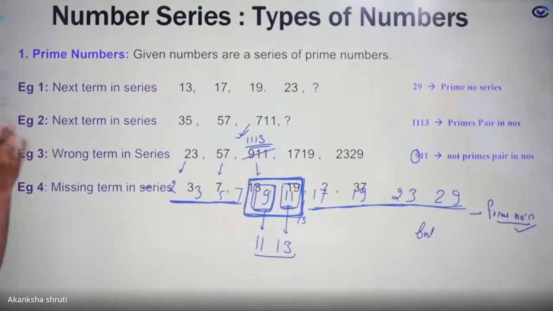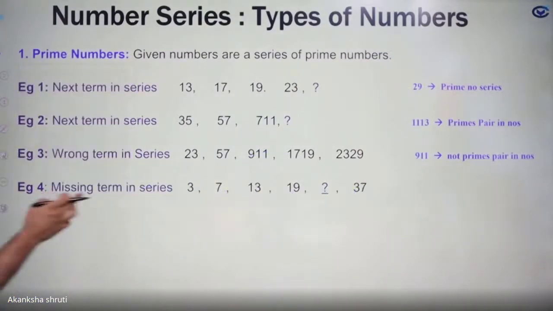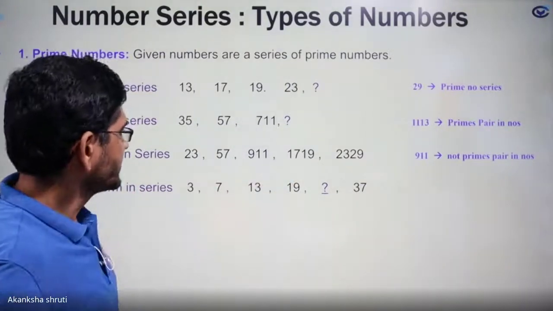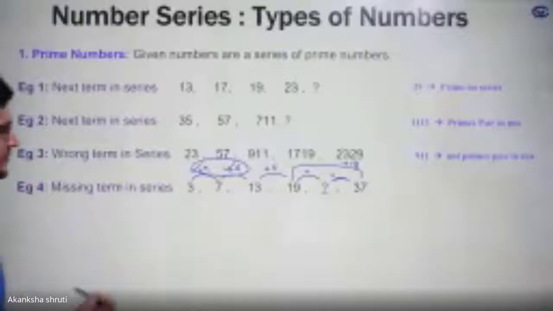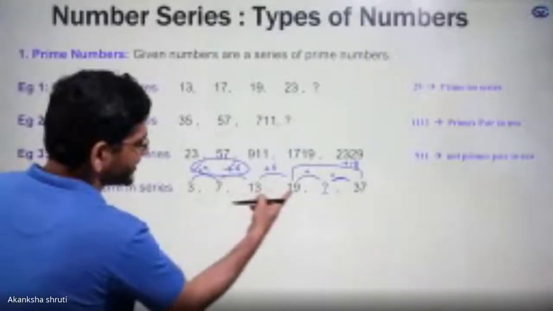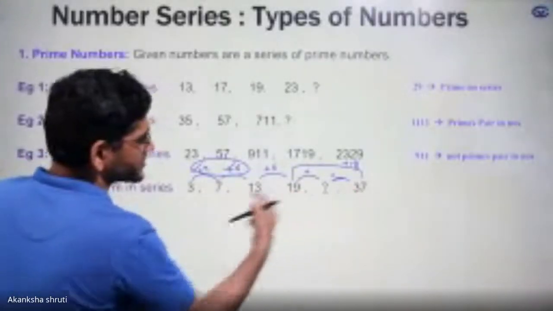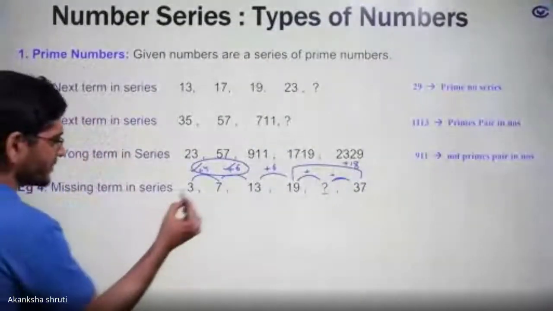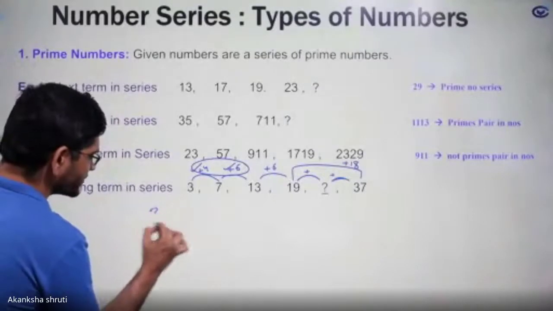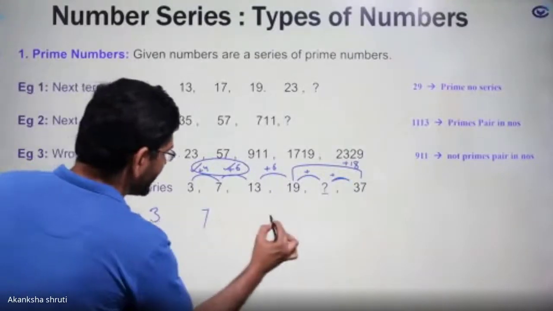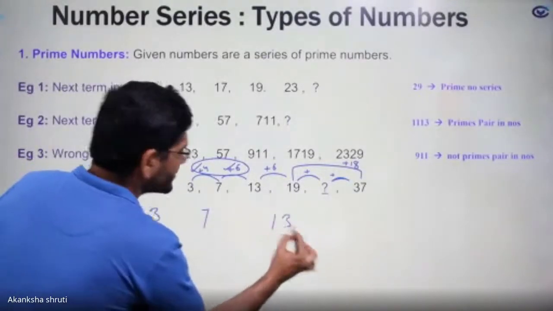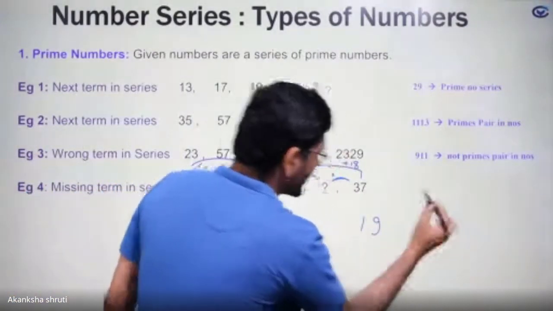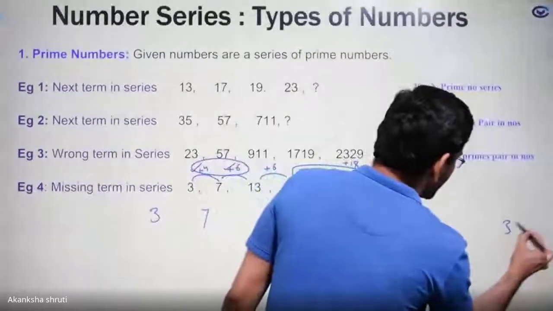Students, please do one more question, then we will stop the class. Find the missing term in this series: 3, 7, 13, 19 and 37. Here we are observing 3, 7, 13, 19 and 37. Whatever terms are given, these appear to me as primes. So let me write this number once more: 3, 7, 13, 19, a term that we have to determine, and 37.